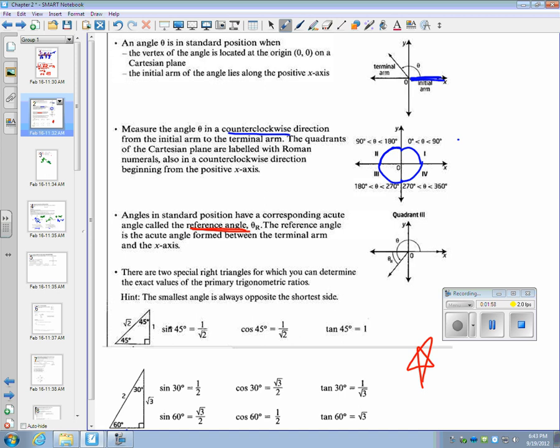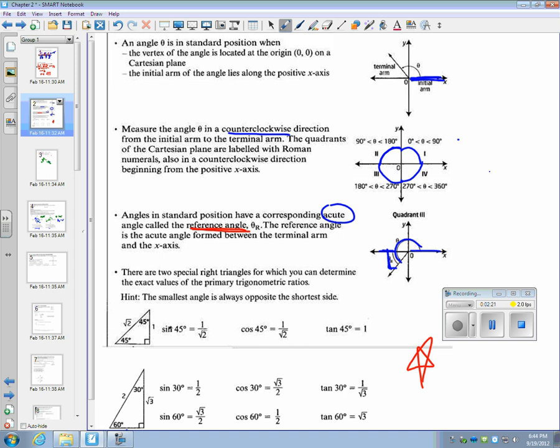All angles in standard position have a corresponding acute angle. Remember, it's acute if it's less than 90. It's called the reference angle. The reference angle is the acute angle formed between the terminal arm and the x-axis. So this one here, this is the angle. Remember, this is my initial arm to terminal arm. The reference angle comes up to the nearest x-axis.